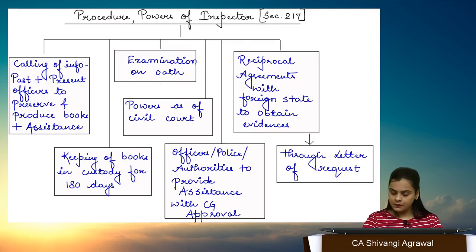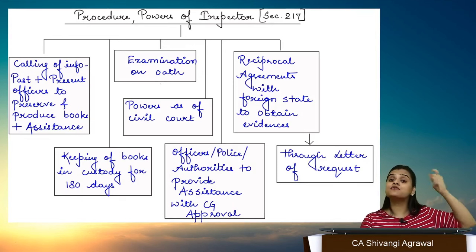Fine. Okay. Now, procedure. Powers of inspector, section 217. So whoever is carrying out investigation, some part of inspection and inquiry, they have these powers. What are the powers? They can call for information, and it will be the duty of past and present officers to preserve books, to produce books, and to give all assistance. Now, whenever an inspector is taking books, they can keep them in their custody for only 180 days. Ma'am, earlier you told that there is no limit. I told them there is no limit under section 220.